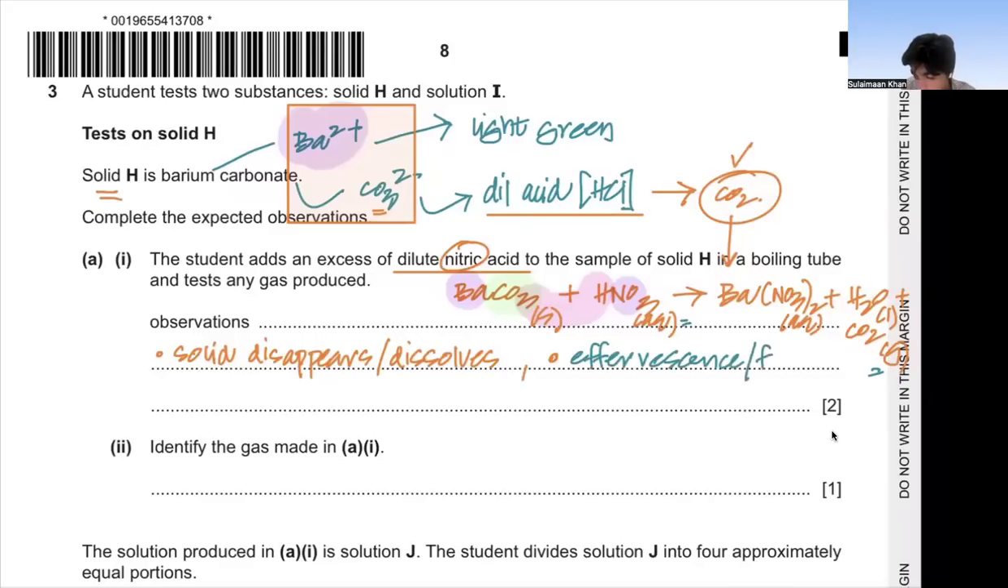Or you could even say fizzing because of this gas being produced. देखिए, एक इक्वेशन मुझे आती है, और उस इक्वेशन से मैं सब कुछ लिख सकता हूं.